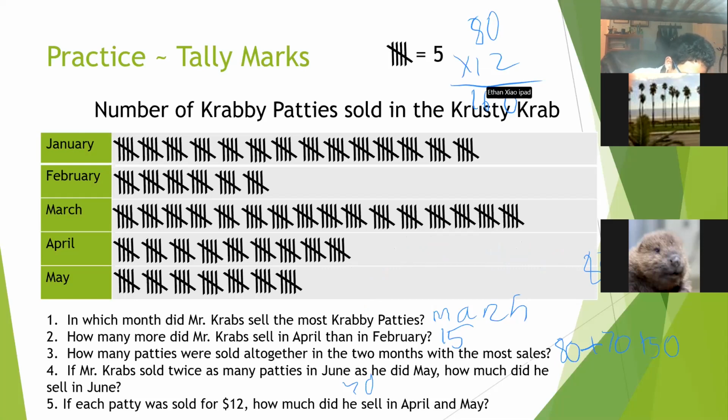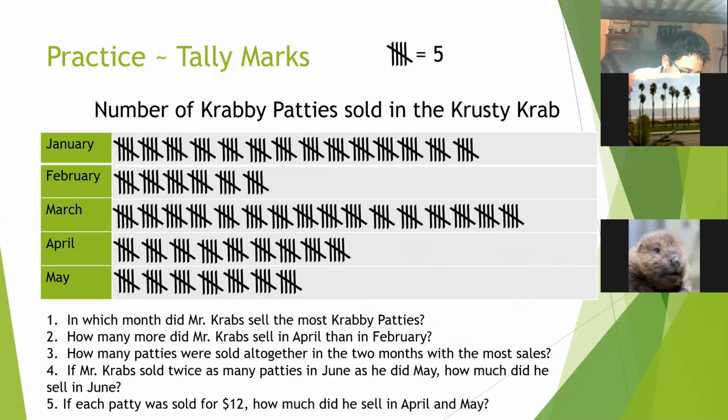Alright, I don't have enough room up here. I'll just find somewhere to do it. So we know 80 times 12, 2 times 80 is 160, and this one times 1, it's just 80. So the answer is $960.